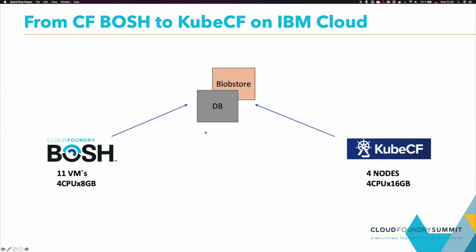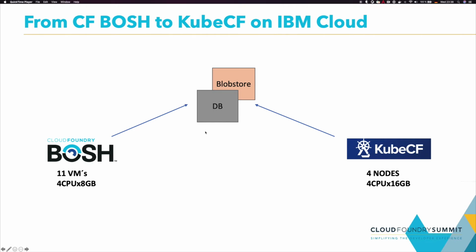What I would like to show today is this experiment that I did where I have a BOSH CF connected to two external services, in this case a database and a blob store. And then I push some applications, create some orgs, some spaces, and then I decide to shut down that BOSH CF. This is because I want to move that workload into KubeCF.